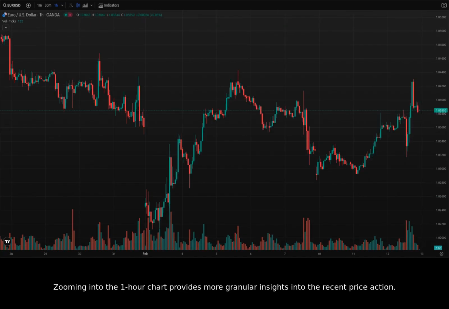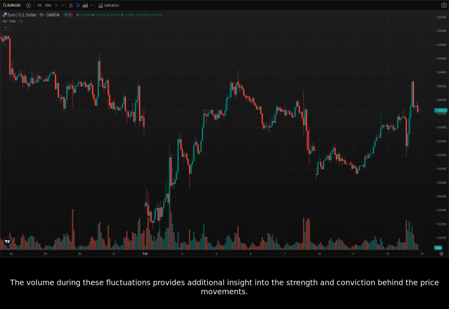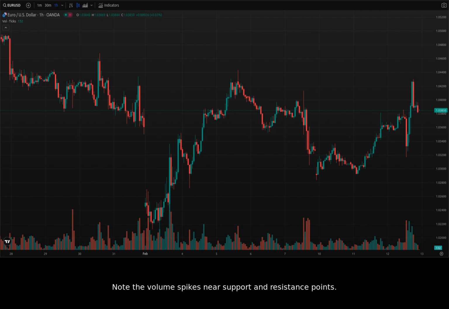Zooming into the 1-hour chart provides more granular insights into the recent price action. We can see that several short-term fluctuations have occurred within the 1.075 to 1.08 range. These fluctuations are likely due to the aforementioned market uncertainty and the counteracting forces of the US dollar and euro economies. The volume during these fluctuations provides additional insight into the strength and conviction behind the price movements. Note the volume spikes near support and resistance points.